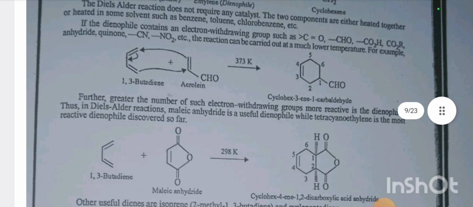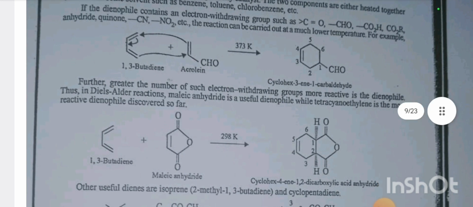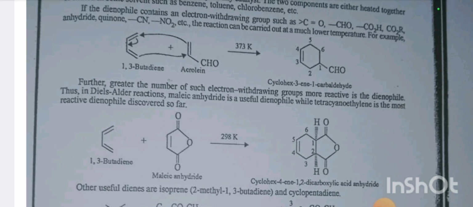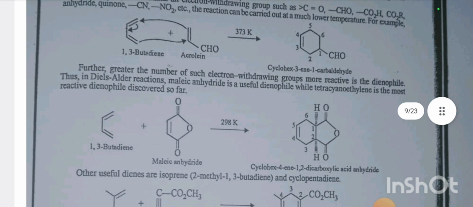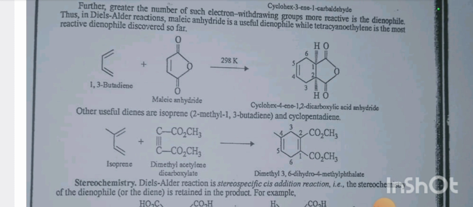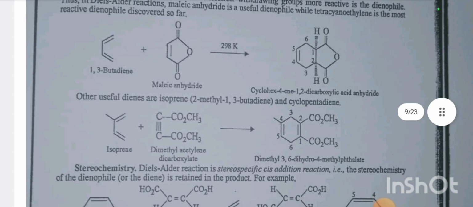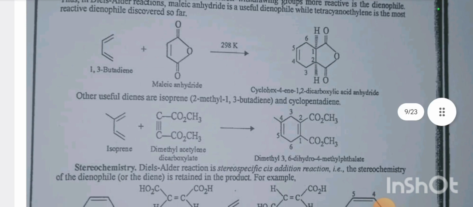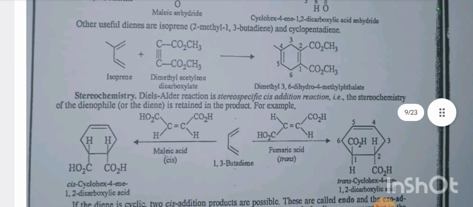The dienophile contains an electron withdrawing group such as C=O, CHO, CO2H, COR, anhydride, quinone, CN, nitro, etc. The reaction can then be carried out at a much lower temperature. Further, the greater the number of electron withdrawing groups, the more reactive is the dienophile. Thus, in the Diels-Alder reaction, maleic anhydride is a useful dienophile, while tetracyanoethylene is the most reactive dienophile discovered so far. Other useful dienes are isoprene and cyclopentadiene.